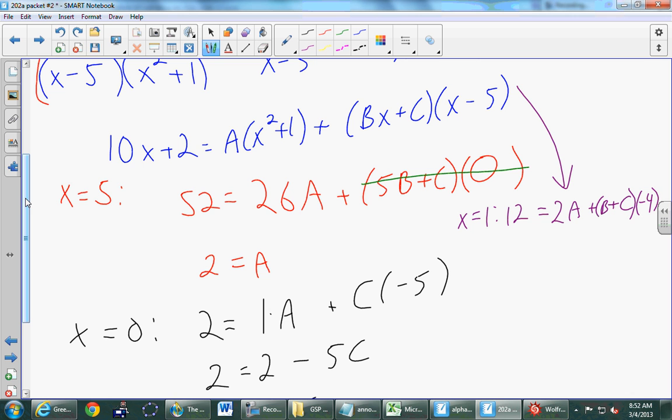Okay, the goal is to find B. We're going to use the values that we found for A and C already. So this becomes 12 equals, how much was A? A was 2, so this is 4, plus B plus, how much is C? 0, we found that. And now all of a sudden, one equation with one unknown. I get B is negative 2.